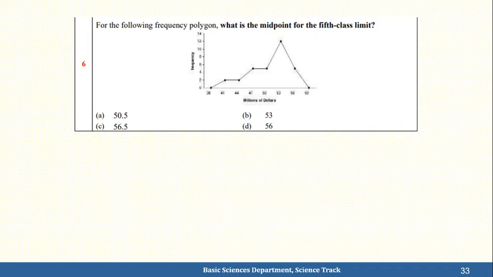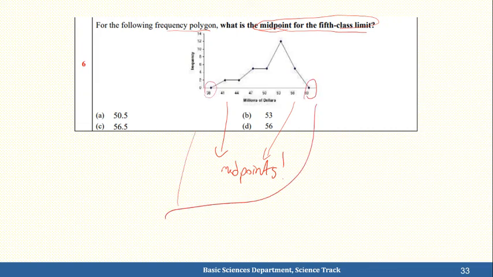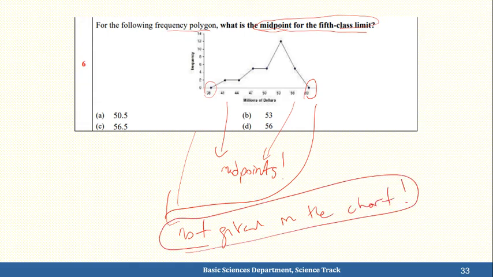For the following frequency polygon, what is the midpoint for the fifth class limit? If you remember, the frequency polygon uses the midpoints, and here are the midpoints. But we have some extras here. This is the first extra and this is the second extra. These are not the midpoints indeed. These are not given in the chart. So we add them, and we don't take them as the midpoints of the classes.